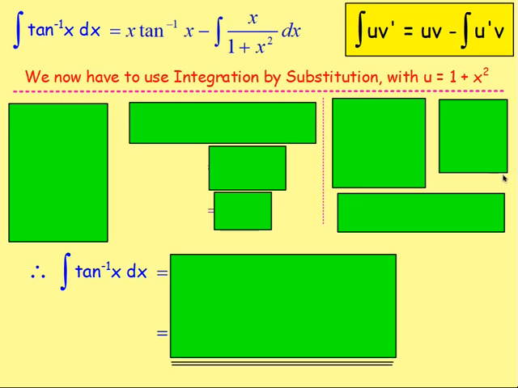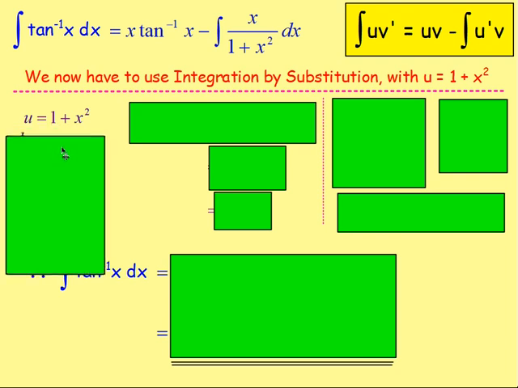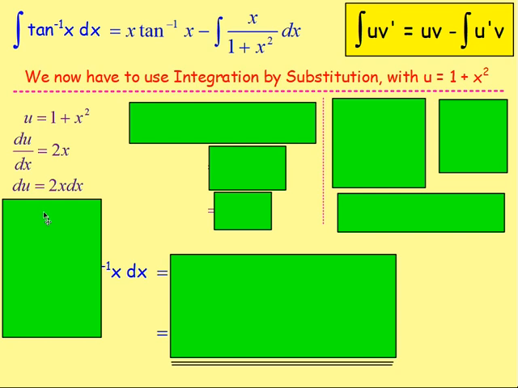So going over the page, we now have to use integration by substitution with u equals 1 plus x squared. This is just from the last page. And you know, when you get that, you would then differentiate u. So u equals 1 plus x squared, and differentiate u with respect to x will give us du by dx. So du by dx is 2x. If you multiply both sides by dx, you will end up with du equals 2x dx.